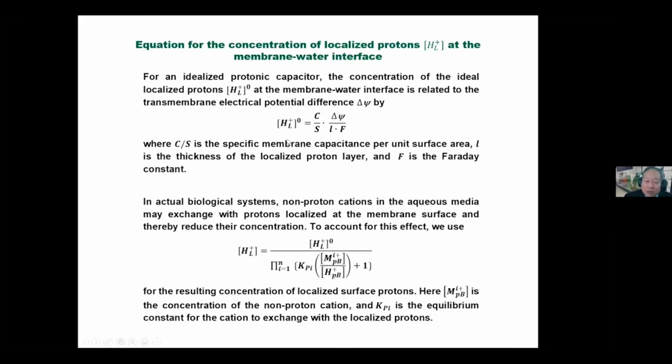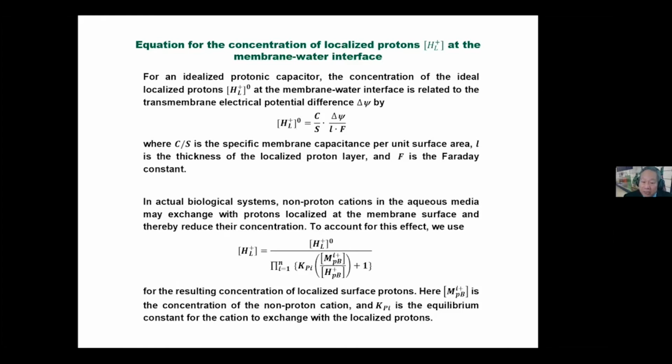So if you're in an idealized liquid water membrane system, then you will have this. You can apply this if there are membrane potentials. It will be the specific membrane capacitance times your voltage difference, the membrane potential, divided by the thickness of that layer, about 1 nanometer, and then the Faraday constant. That will be your idealized localized proton concentration.